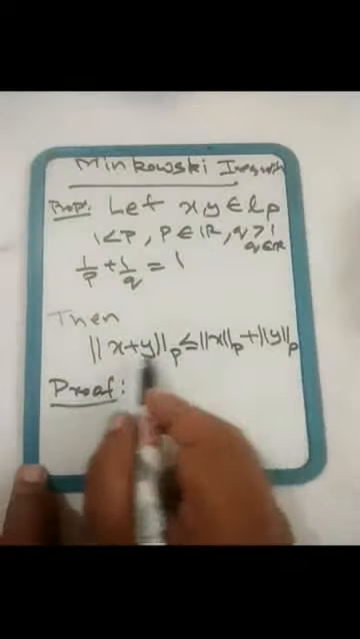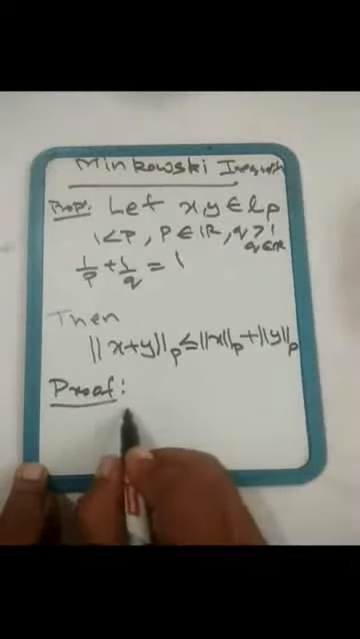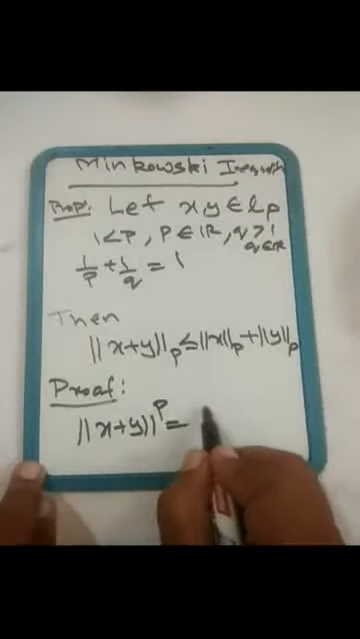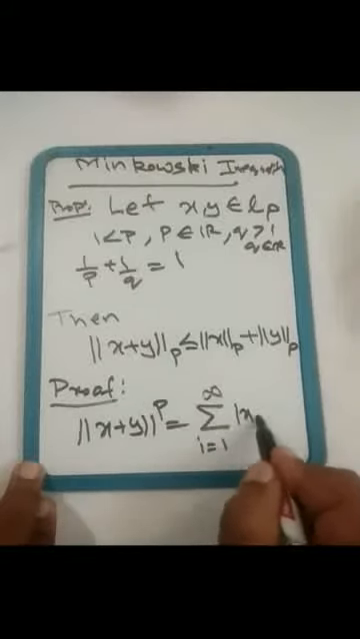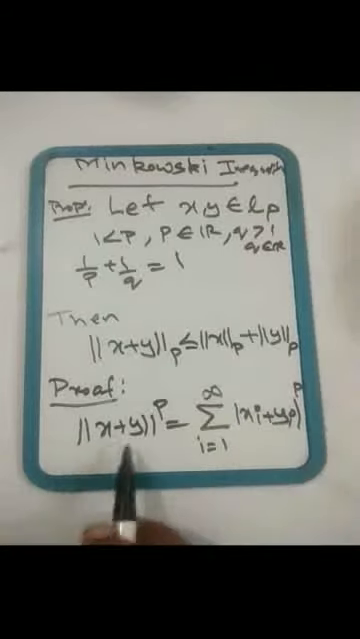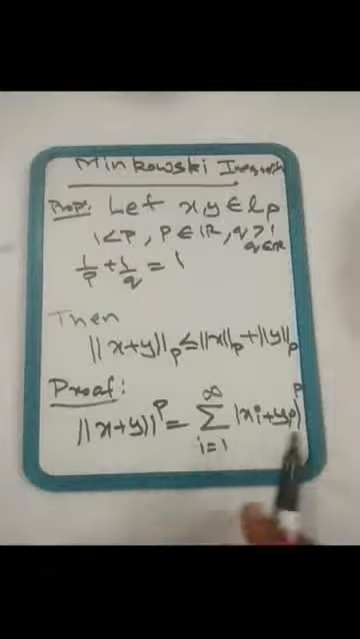Let's look at the term in this thing: mod xi plus mod yi raised to p. So the norm of x plus y, the pth power, is the limit of this series. If you take the partial sums of the series, they converge to a number. That number is this one. Okay. So let's wrap this up.